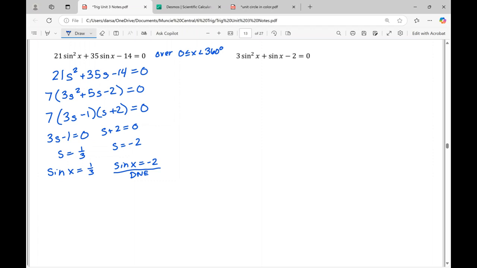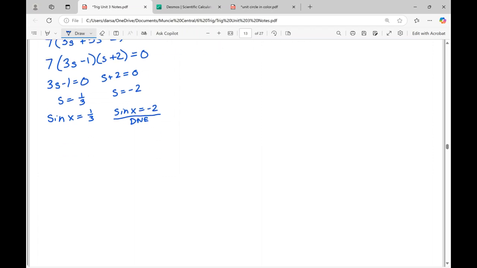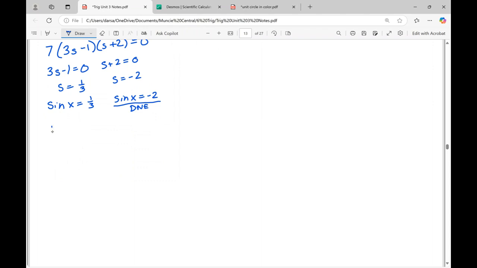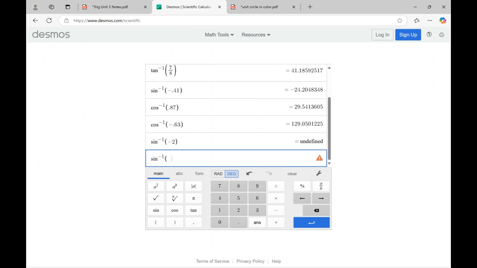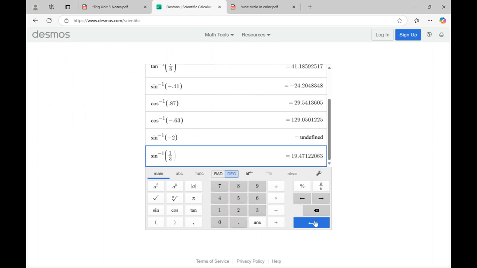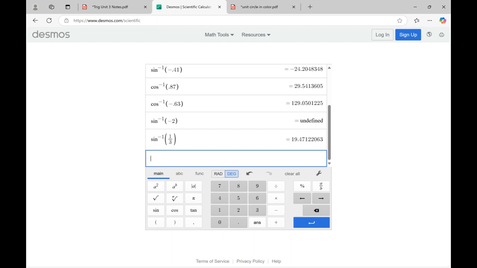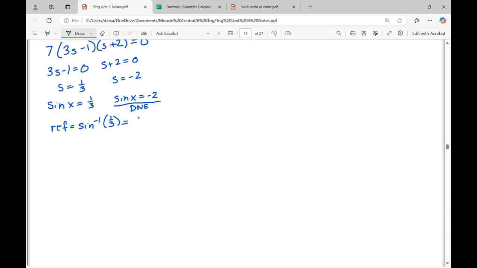However, for the first part, 1/3 is between -1 and 1. So we will get answers for this one. What do we need to do to solve this problem? Well, we're going to find our reference angle. Remember, our reference angle will be sine inverse of that ratio 1/3. We'll put that into our calculator. So sine inverse of 1/3 is going to be 19.47 degrees. So 19.47 degrees is our reference angle.